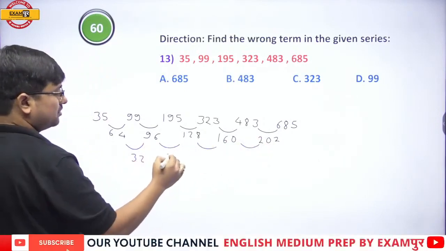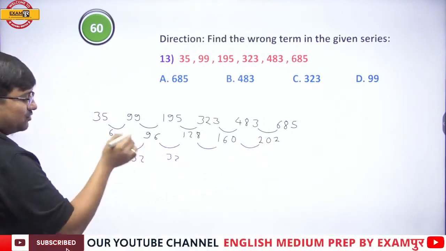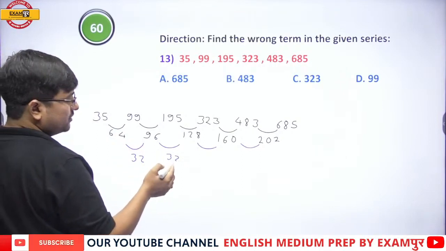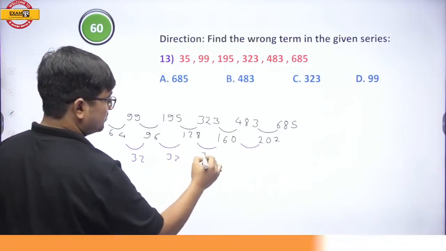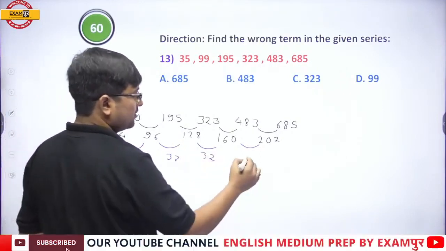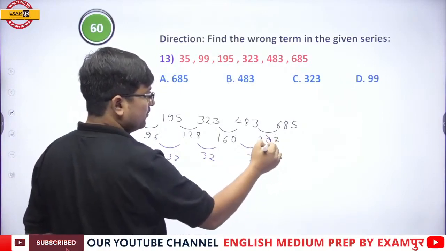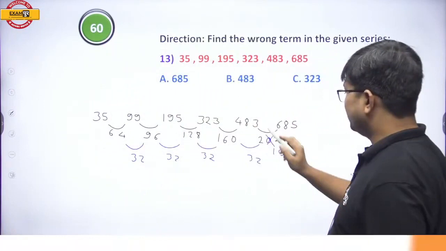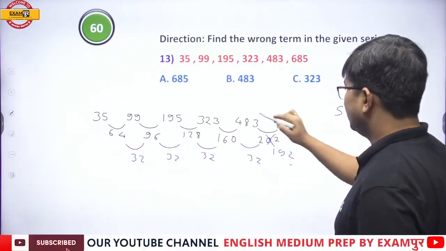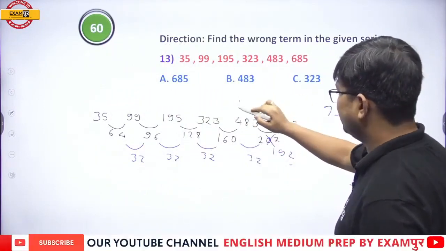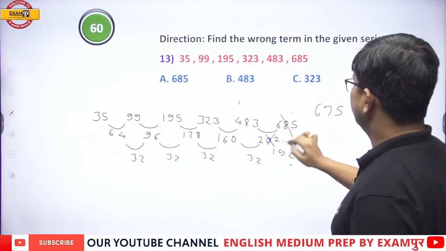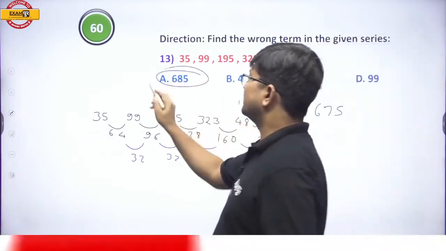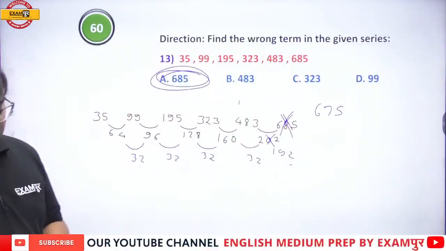32's difference. 64 plus 32 is 96, 106, 116, 126 plus 2. Yes, this is 32, okay? And this is again 32. But now here it will be 192. And when 192 will be there, 3 plus 2 will be 5. 8 plus 9 will be 17. So it will be 675. Answer is option number A.